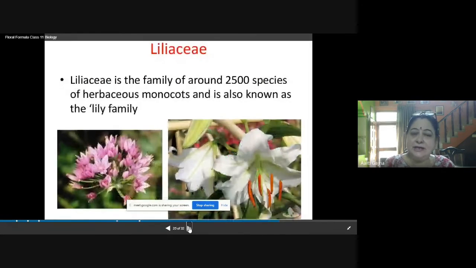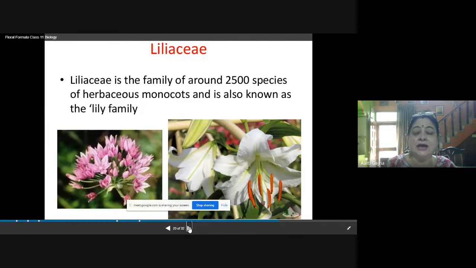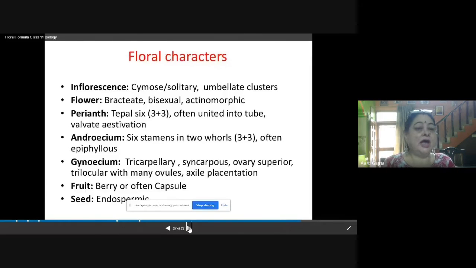We will see another family which is also in your syllabus. They are herbaceous monocots, commonly called the lily family. You must have seen lily flowers. So if we see the floral characteristics, here the inflorescence is cymose, and the flower is bracteate. That means reduced leaves are present. Bisexual, actinomorphic. Here the perianth is there. That means the corolla and calyx are not separate. The perianth has 3 plus 3, and they are fused.